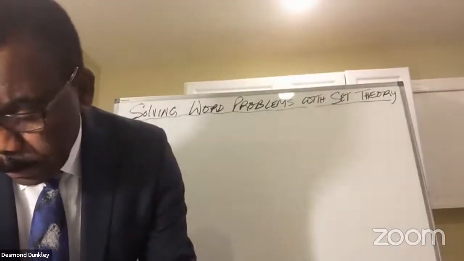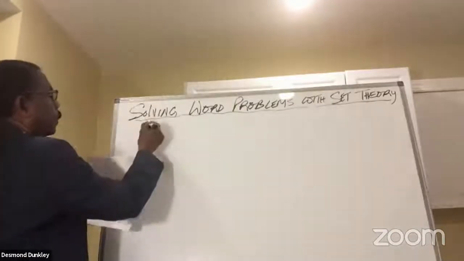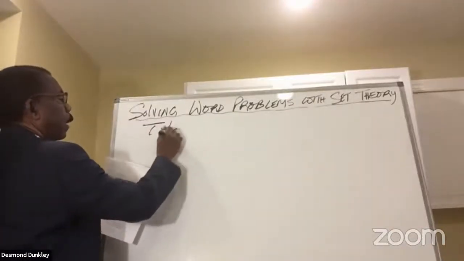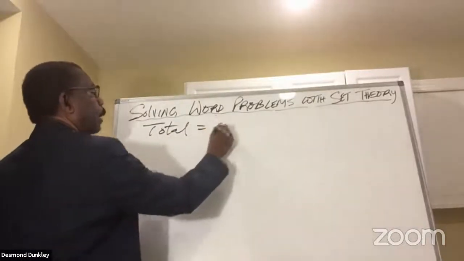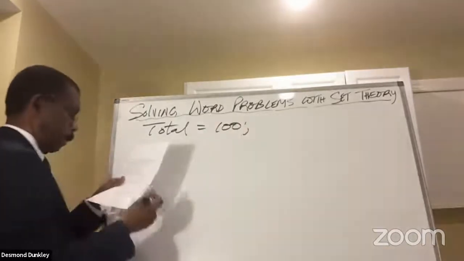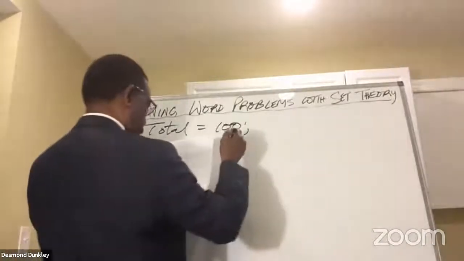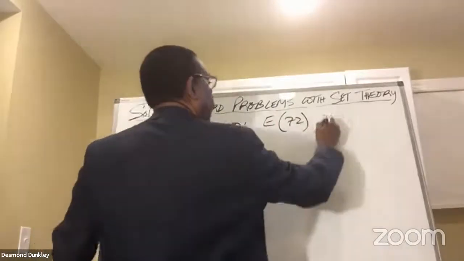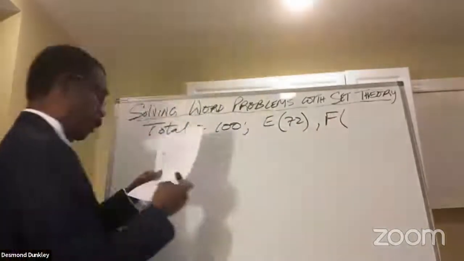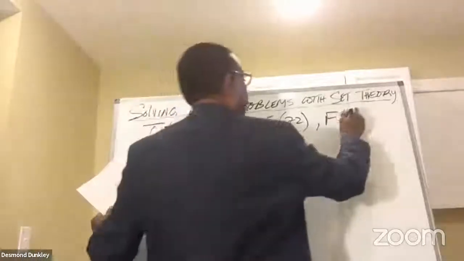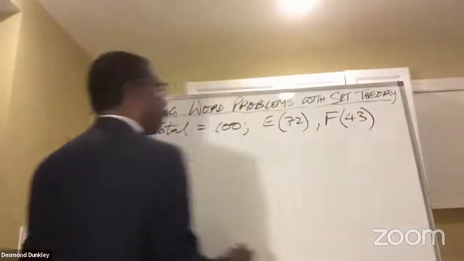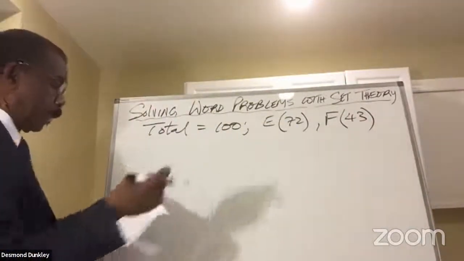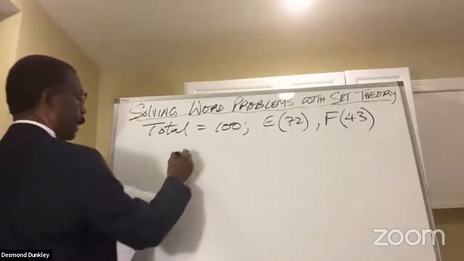Here we go. Total 100 people. English, we have 72. For French, we have 43. And of course, there will be some that speak both French and English.